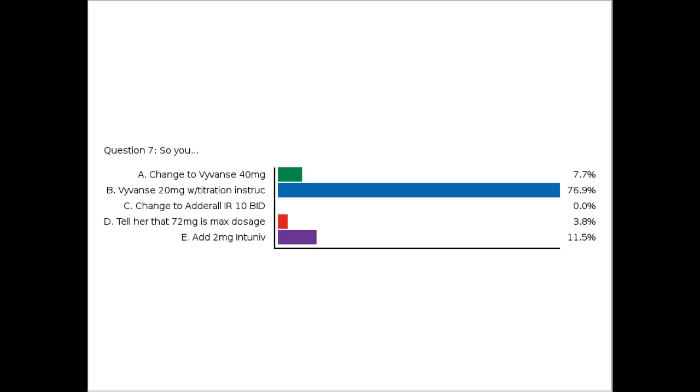Individual patients are affected by these medications differently, and especially between classes, between the methylphenidate class and the amphetamine class, you really can't crosswalk your dosages at all or glean anything from the fact that she's a high methylphenidate. She requires high doses of methylphenidate. So I would definitely try 20 milligrams of Vyvanse and titrate.